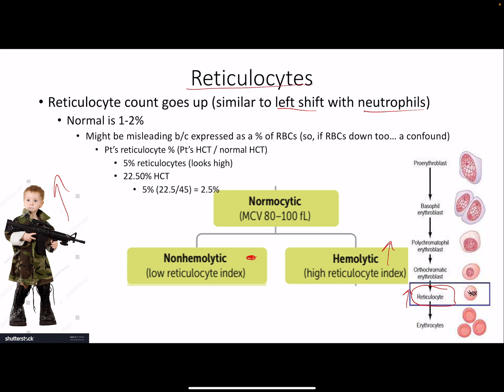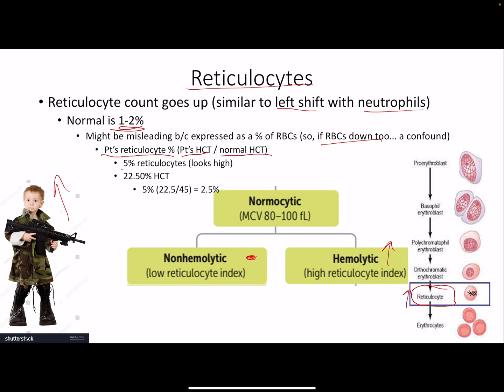So to calculate the reticulocyte value, it should normally be 1% to 2%, but it's actually difficult because this is expressed as a percentage of the red blood cells. So you're kind of switching two variables at once. If the red blood cells are also down, that could be a confounding variable for your reticulocyte count. So we have a corrected reticulocyte index. And the formula for that is the patient's reticulocyte percentage multiplied by the patient's hematocrit divided by a normal hematocrit.